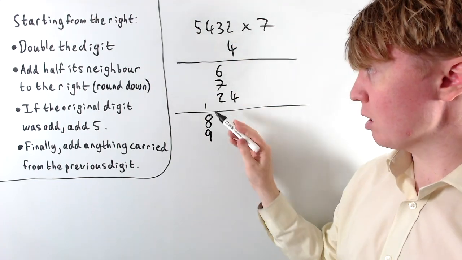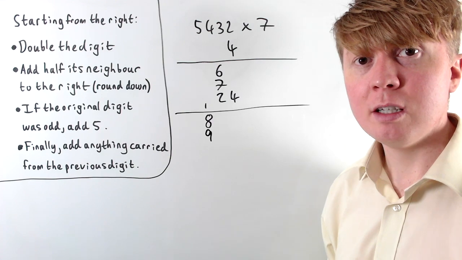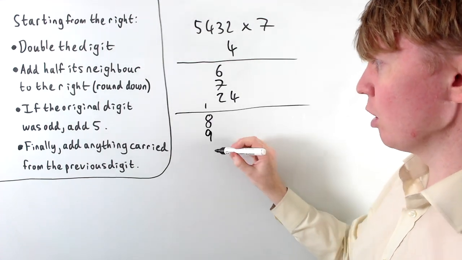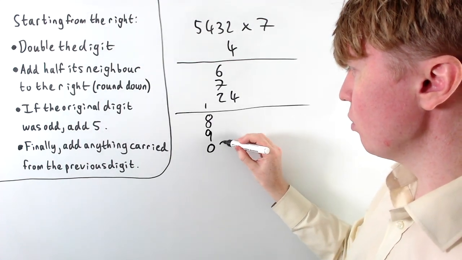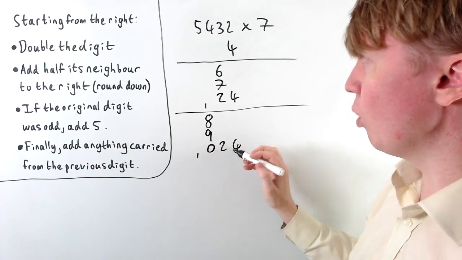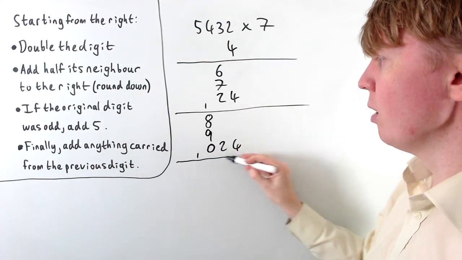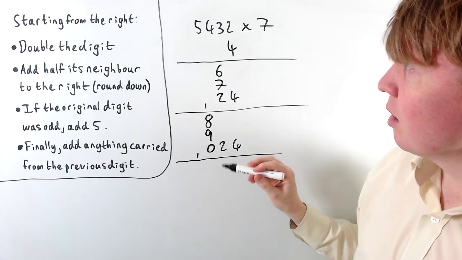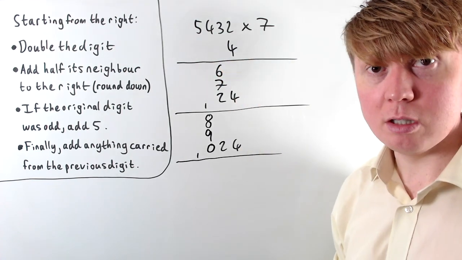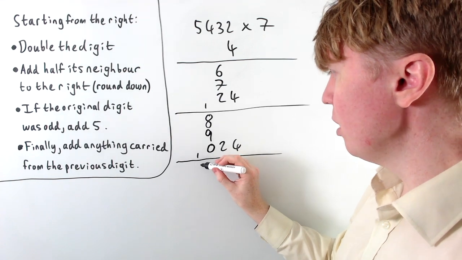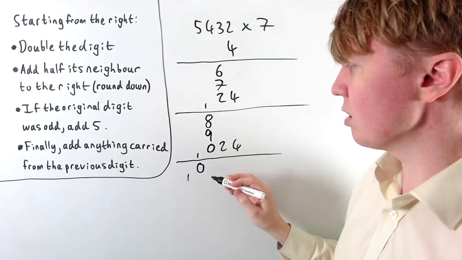And then finally we've got this extra 1 which needs to be carried. So then instead of having 9, we've actually got 10. So we'll write this as 0, 2, 4. And we've got an extra 1 to carry into our thousands column for this final step. So for our final step now, we've got 5. We need to double this, which gives us 10. So we'll write this as 0 with an extra 1 to carry.